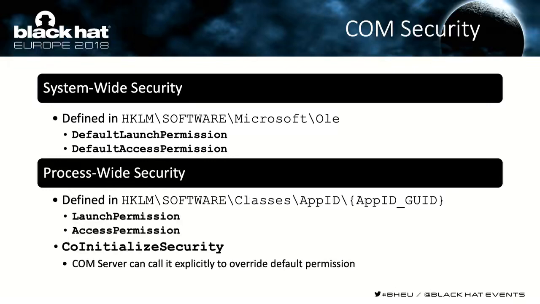Every COM local server has its own AppID key in the registry. There are two values in the key to define the launch and access permission. A COM server can call CoInitializeSecurity explicitly to override the default permissions. Otherwise, the COM runtime will implicitly call it with registry settings during initialization.